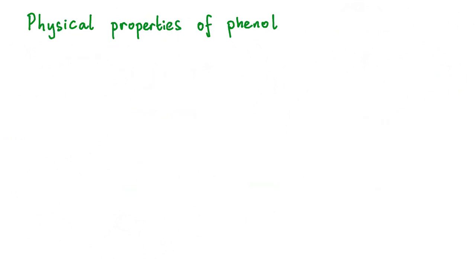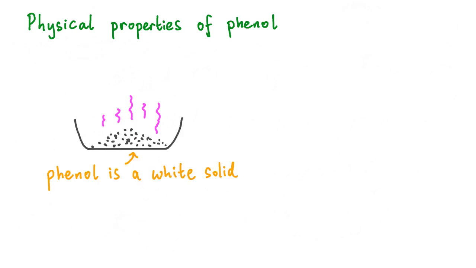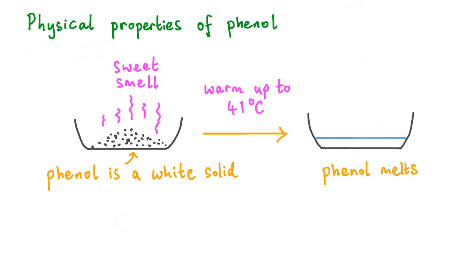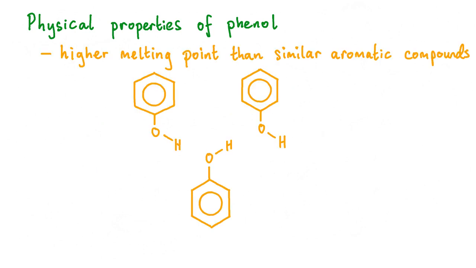We will now take a look at some of the physical properties of phenol. Phenol is a white solid at room temperature. It has a rather sweet tarry odour that is similar to old-fashioned antiseptics and coal tar soap. If we heat solid phenol crystals to around 41 degrees Celsius, we'd observe that it melts. In fact, phenol has a much higher melting point than other aromatic compounds of a similar molecular size. So how do we explain this unusually high melting point?